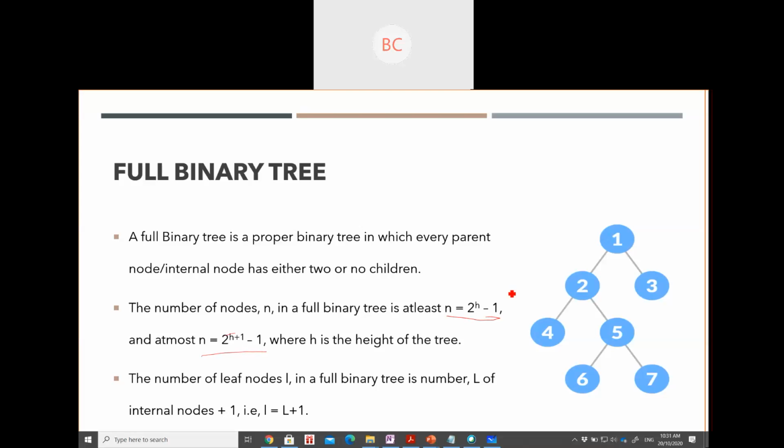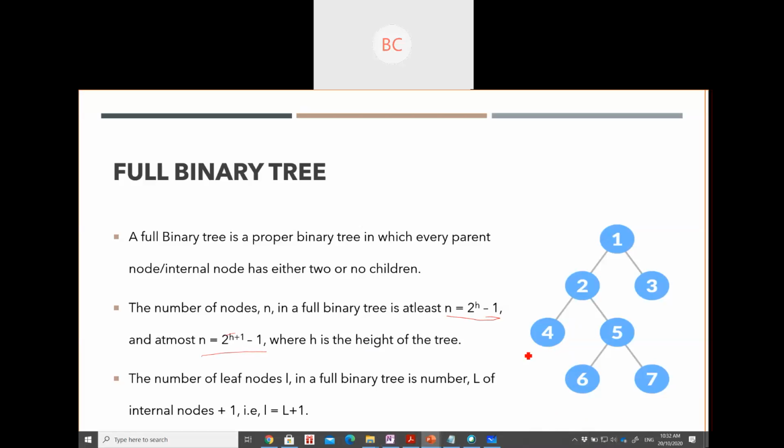Answer. Leaf means what? I didn't get the point. I'm asking how many leaf nodes are there in this tree? Anyone, how many leaf nodes are there? Four, yes, correct. There are four leaf nodes.